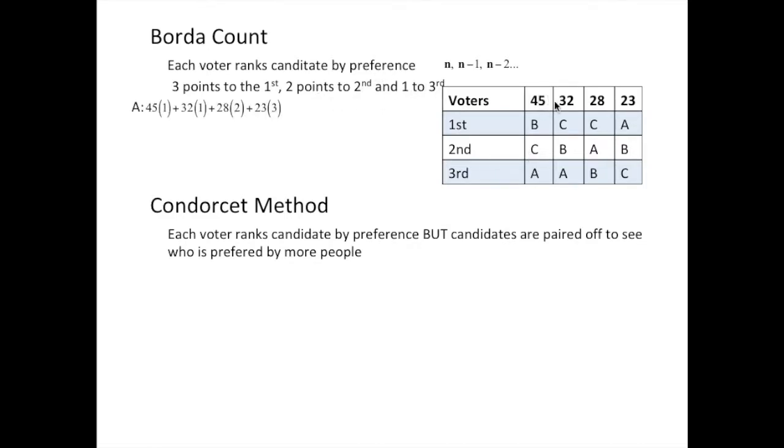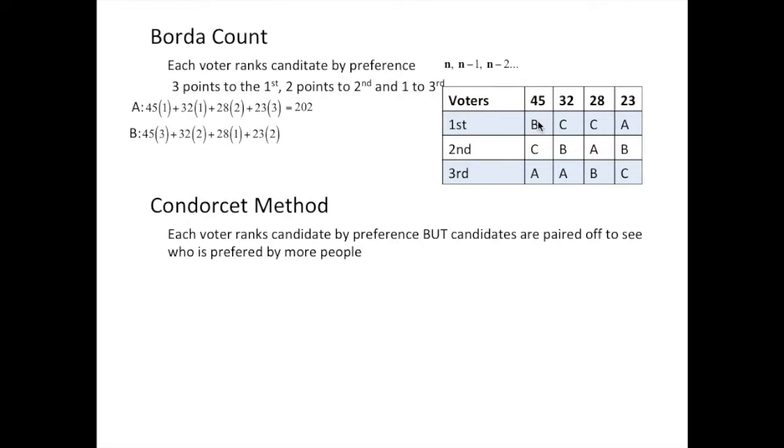A has 45, but they came in third, so 45 times 1. And here, they came in third, so 32 times 1. But here with the 28, they came in second, so 28 times 2. And here they came in first, right? And so first is getting 3 points, so 23 times 3. So we do 45 times 1 plus 32 times 1 plus 28 times 2 plus 23 times 3, and that gives us 202 points. So A gets 202 points.